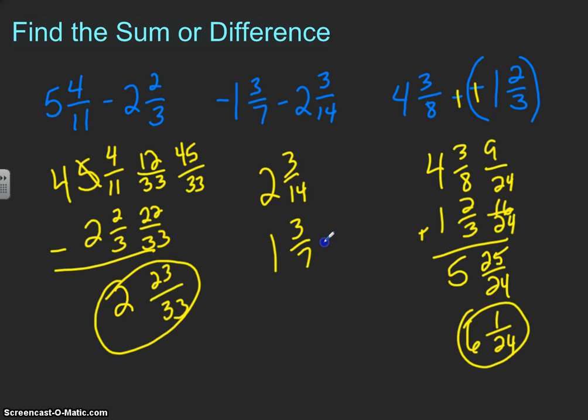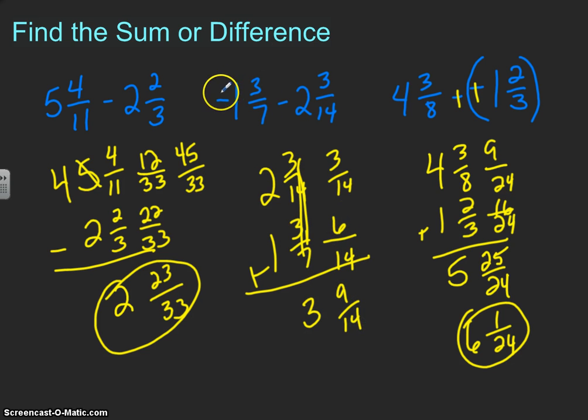Well, maybe I'll do it. Common denominator, 14. That's going to be a 6. This stays 14. Okay, done with that. Add. That's going to be 3. That's going to be 9/14, right? They're both negative here, so my answer has to be negative, and I'm good.